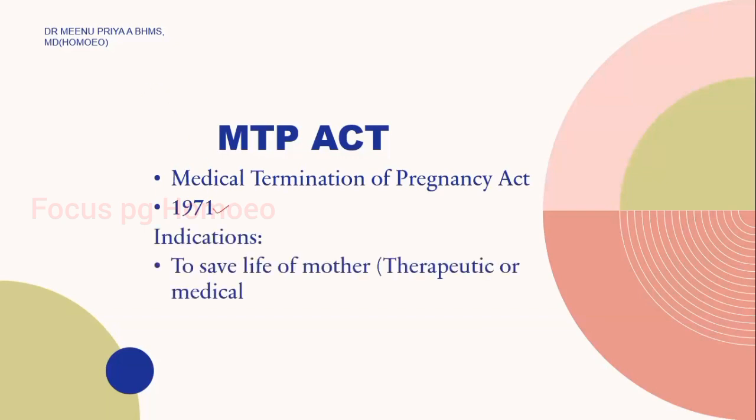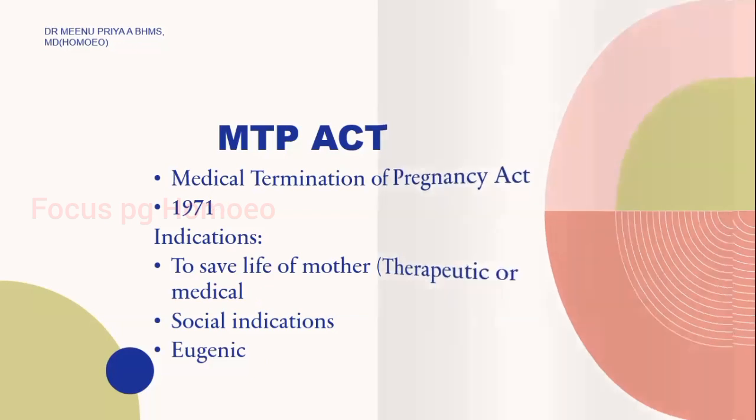The indications for the MTP Act are, first, to save the life of the mother: therapeutic or medical conditions which are threatening the life of the mother, for which medical termination is done. Social indications: for example, the woman has become pregnant and, due to various social reasons, MTP is opted for. And eugenic causes, that means there are chances that the baby who will be born will have defects, so there MTP is opted for.